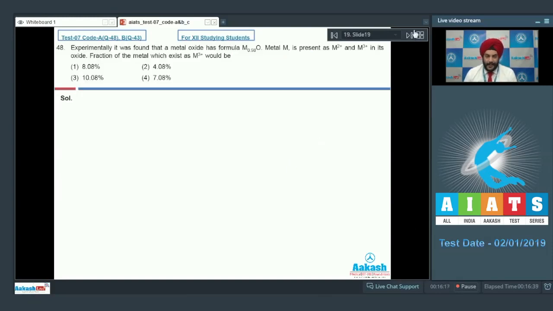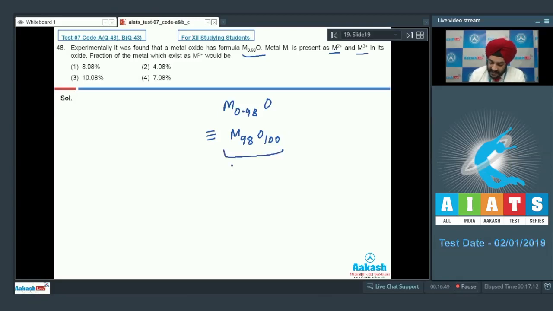Question number 48. Experimentally, it was found that a metal oxide has the formula M0.98O. Metal M is present as M2+ and M3+ in its oxide. So the examiner seems to be interested in the fraction of metal which exists as M3+. If we look at the formula, we have M0.98O. We can simplify it to write it as M98O100. Now all that is left is for us to balance the charge.